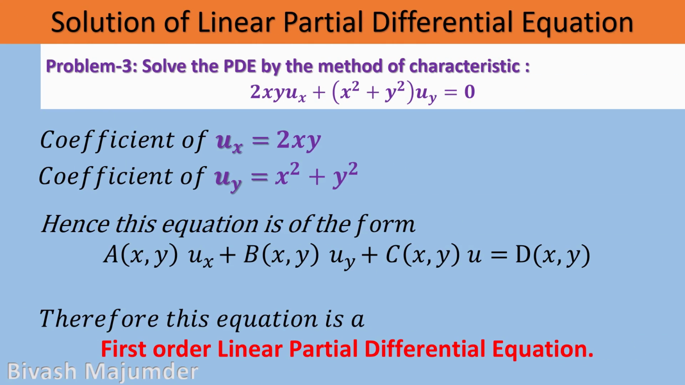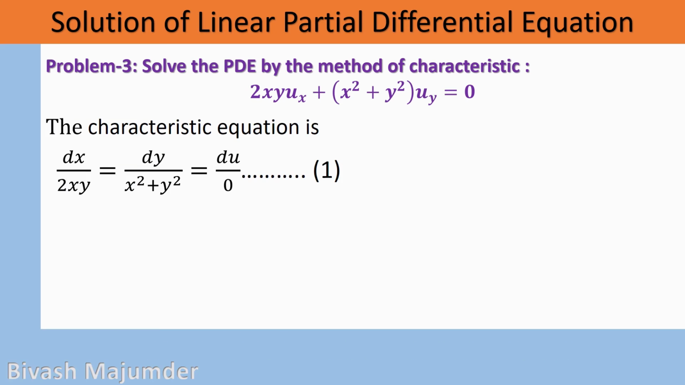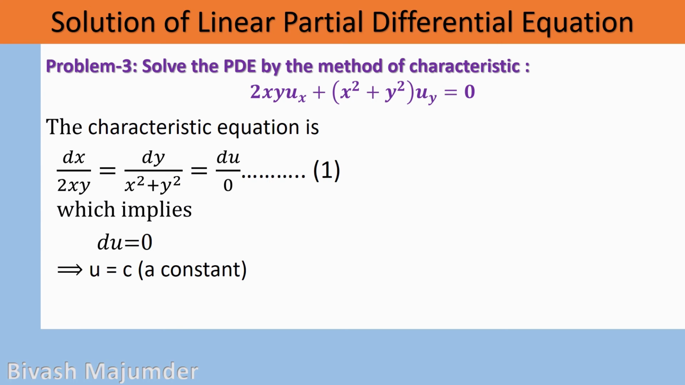Lastly, the problem is 2xy u_x plus x square plus y square u_y equals 0, where u is a function of x and y. Here the coefficient of u_x is 2xy and the coefficient of u_y is x square plus y square. Hence this is a first-order linear partial differential equation. Now the characteristic equation is dx by 2xy equals dy by x square plus y square equals du by 0, which implies du equals 0. And it follows that u equals constant c.